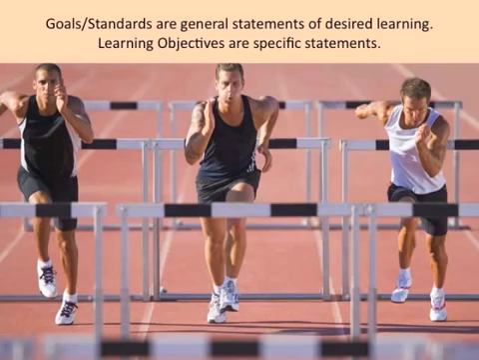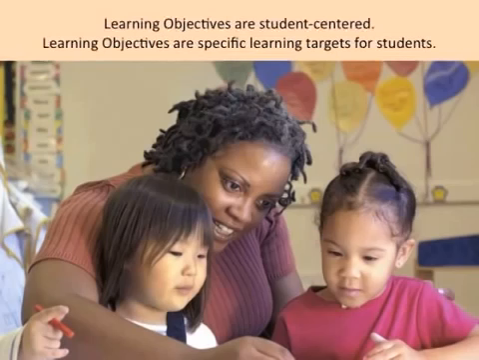They describe summative outcomes of what students should know and be able to do. Academic content standards are goals for student learning. Learning objectives are specific statements of what students should know, be able to do, and understand at the end of a lesson. Like a hurdler, the goal is to win the race, but the objective is to get over the hurdle. Learning objectives are student-centered.